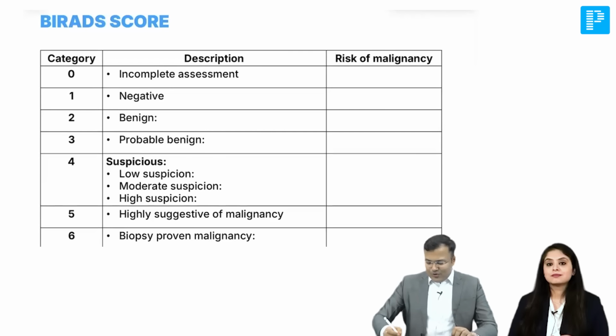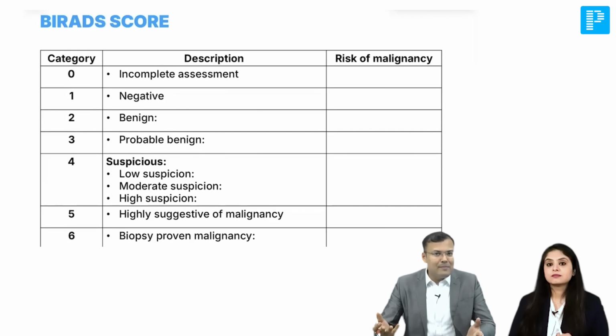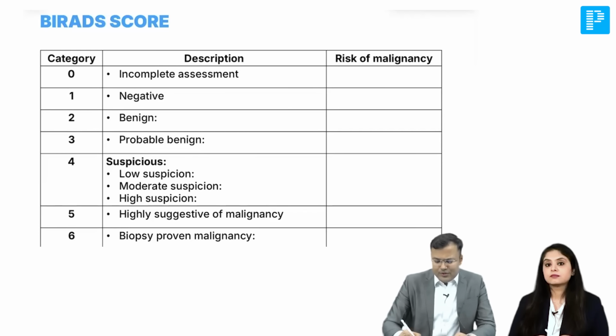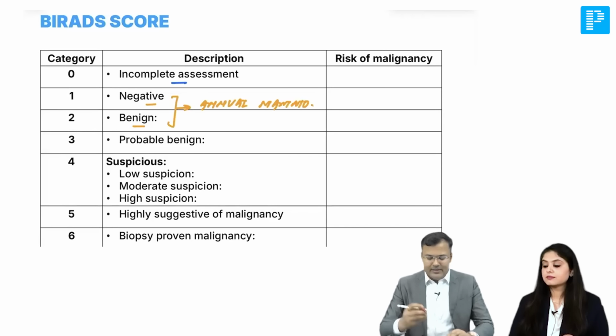Okay. Now you know that we are going to assess one score on mammography. If you have seen a mammography report, the score mentioned there is BIRADS. What's the full form? Breast Imaging Reporting and Data System. If the score is 0, incomplete assessment. If it's 1, it's negative. If it's 2, it's benign. Whenever it's negative or benign, obviously annual mammography is recommended, meaning you ask the patient to come next year.